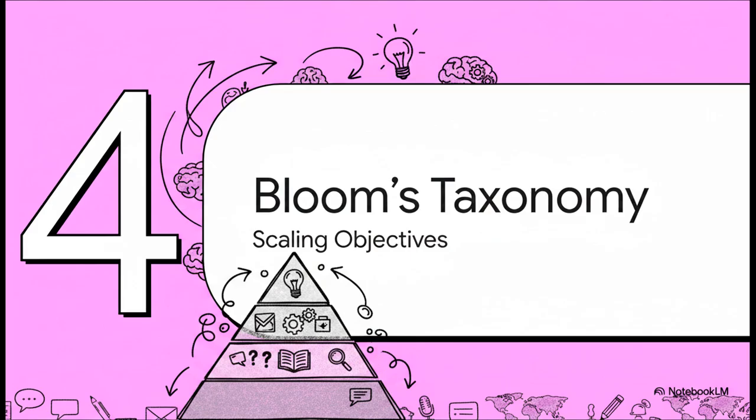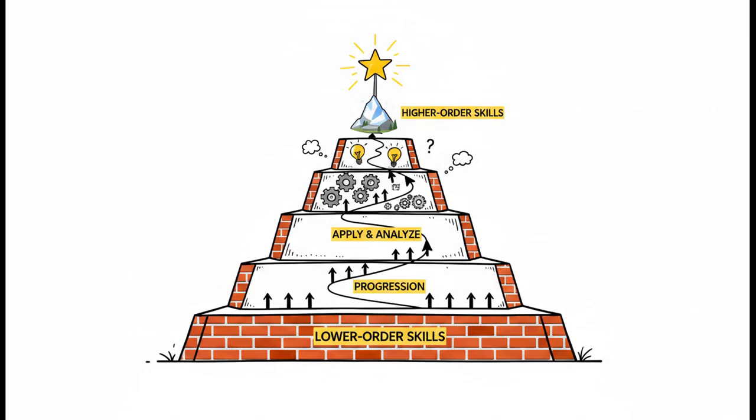Next up, Section 4, Navigating Bloom's taxonomy, or how we scale our learning objectives. Okay, so this taxonomy places educational skills into a hierarchy. It's like a ladder that maps out how tasks scale up in complexity. You start at the very base with lower-order thinking skills, we call those LOTs, and you climb all the way to the peak with higher-order thinking skills, or HOTs.